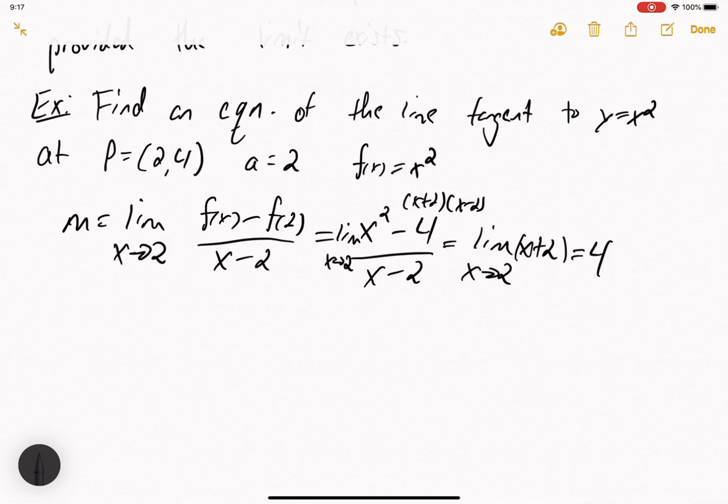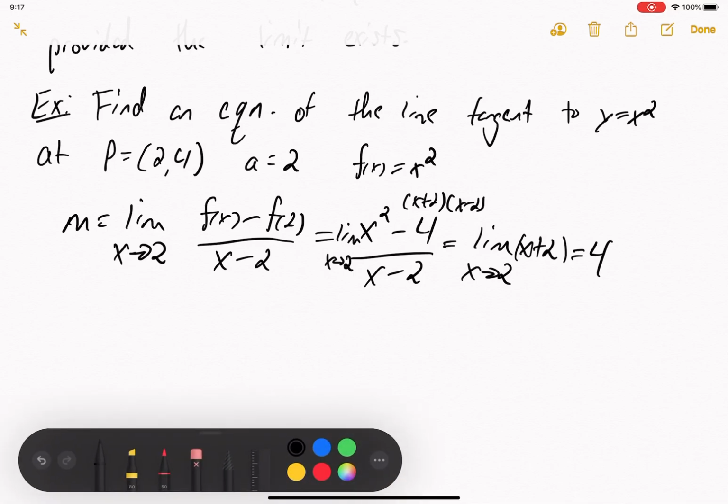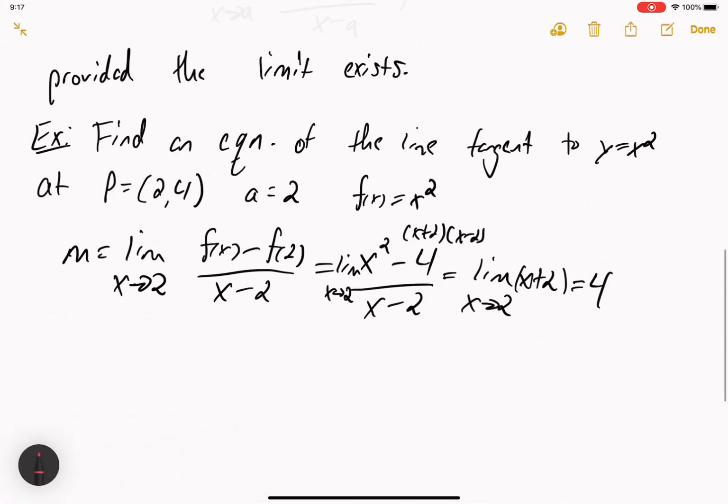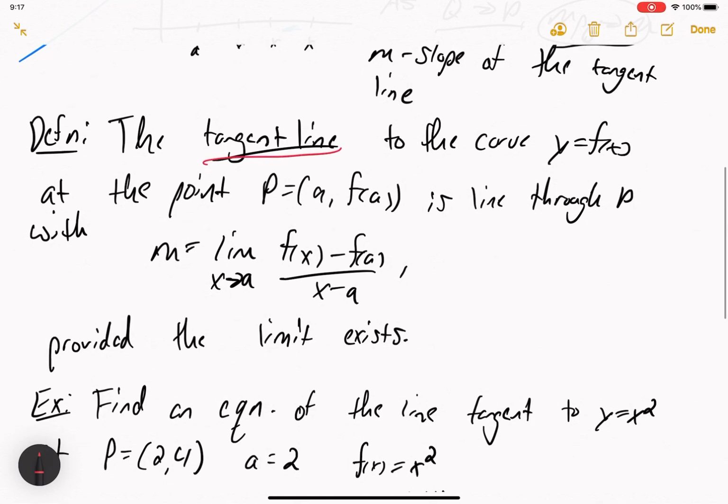Alright, so the idea is, all you have to do is just appeal to the definition of the tangent line. So the only thing we need is a curve and a point, and then we can use that to find the limit.